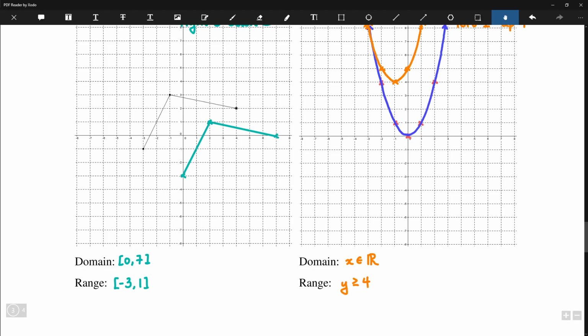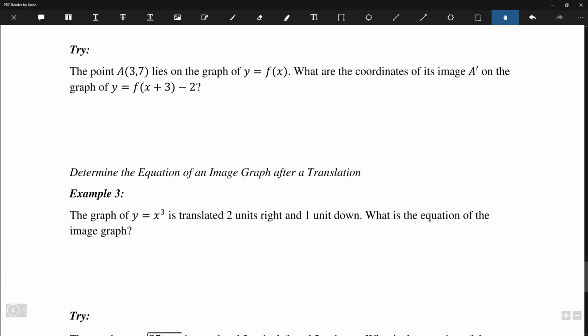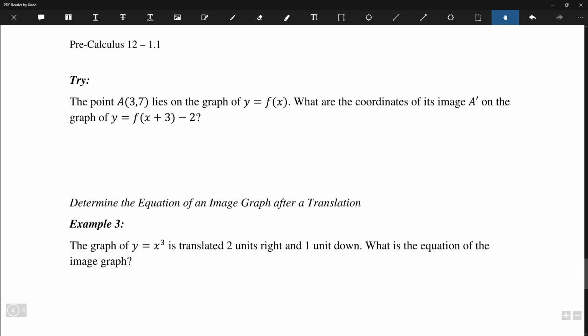So let's see what other questions are possible in regards to translations. It says here, the point A with coordinates (3, 7) lies on the graph y equals f of x. What are the coordinates of its image A prime on the graph of y equals f of x plus 3, and then -2? So it would be a good idea to identify the translations. The plus 3 here means left 3, and then the -2 means down 2.